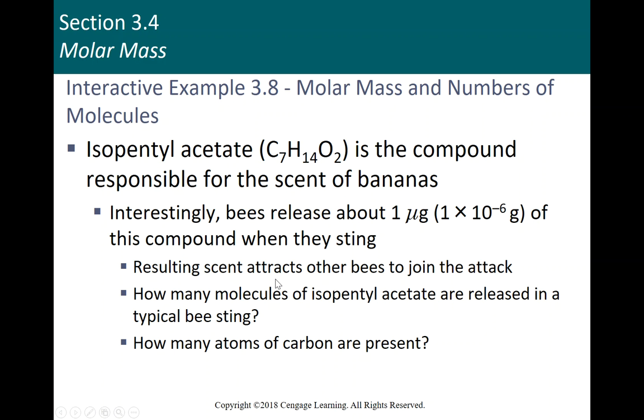The question is, how many molecules of isopentyl acetate are released in a typical bee sting, and then how many atoms of carbon are present? So we're given grams. We're going to need to go to the common language of chemistry, moles, and from moles we can use Avogadro's number to get to molecules.